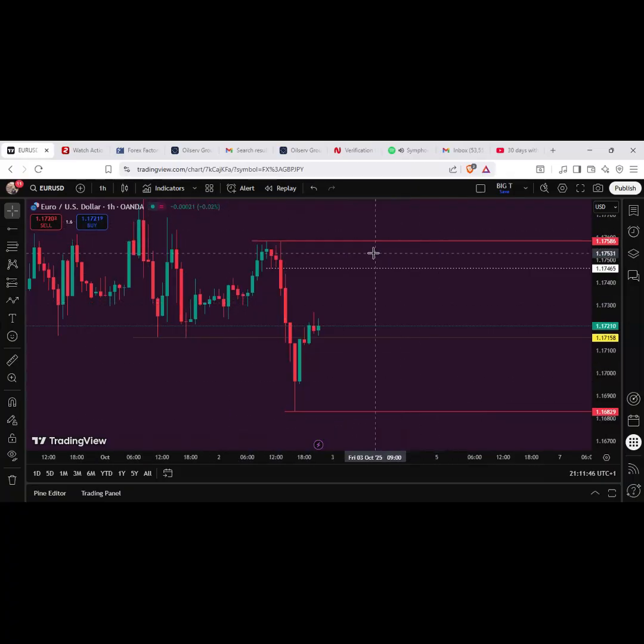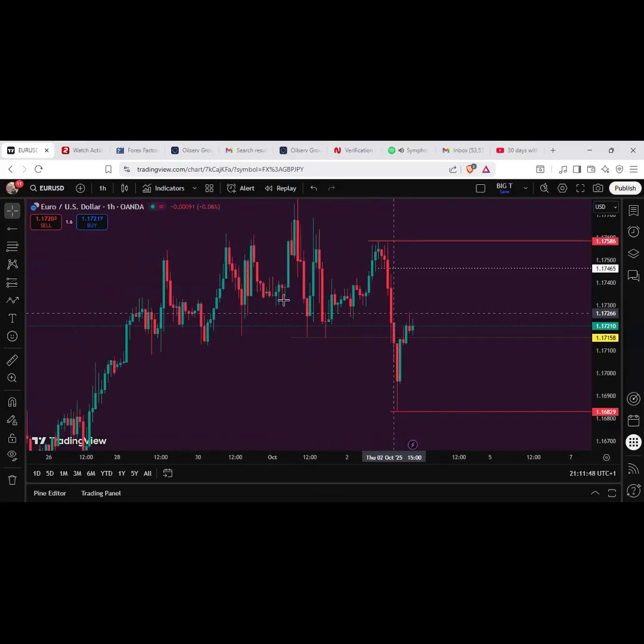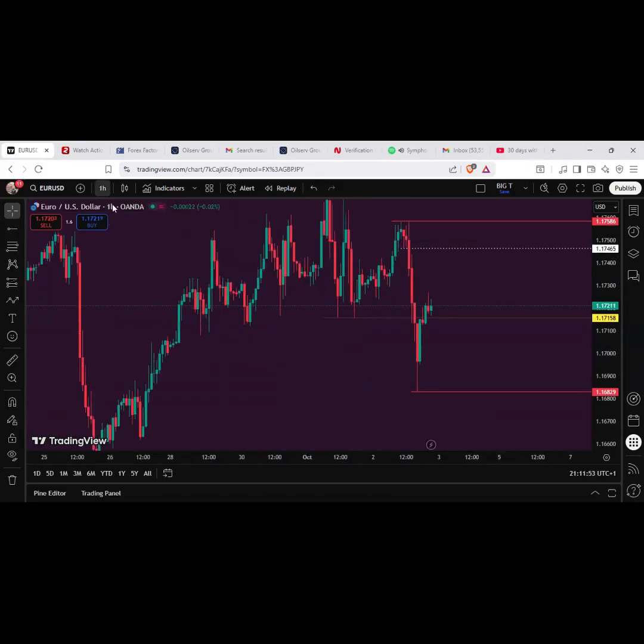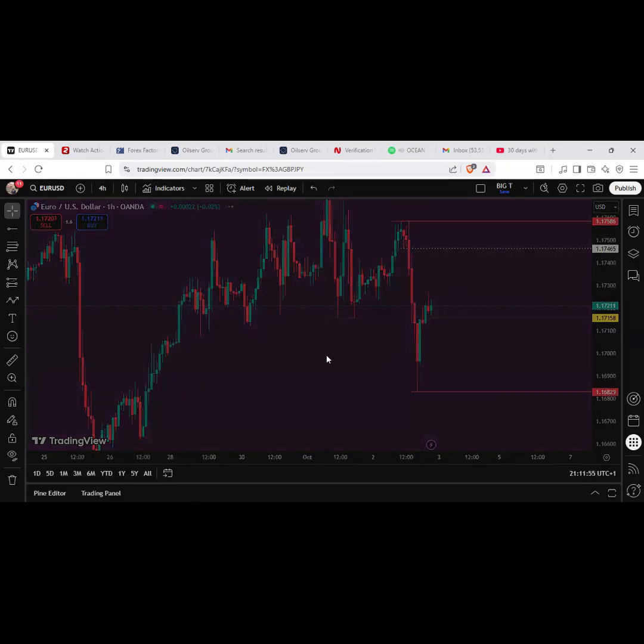You can actually use 1.17590. Yes, sir. Of course, anything above this area is more worth it, more buys for the upside. Well, let's look at the 4H of this.